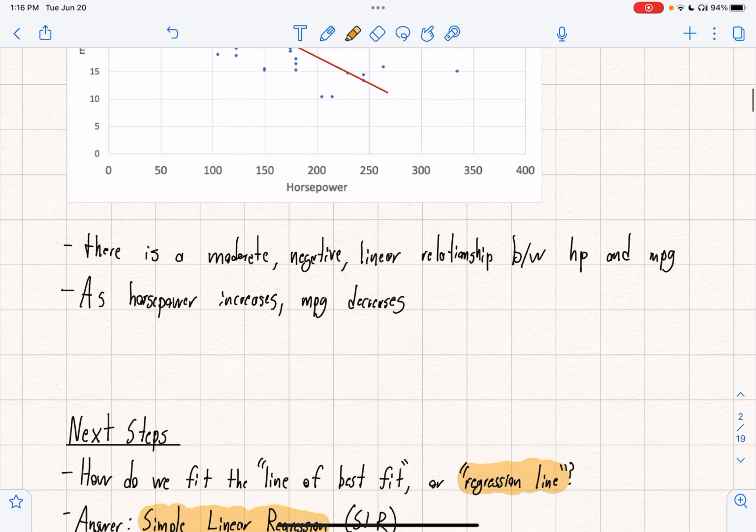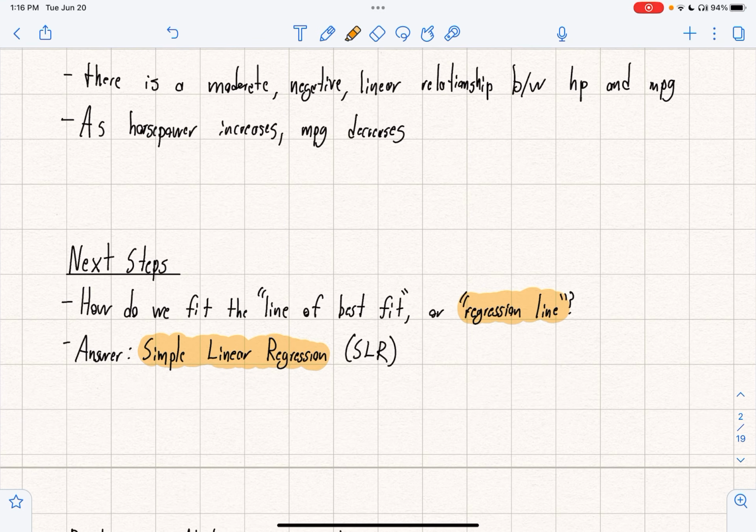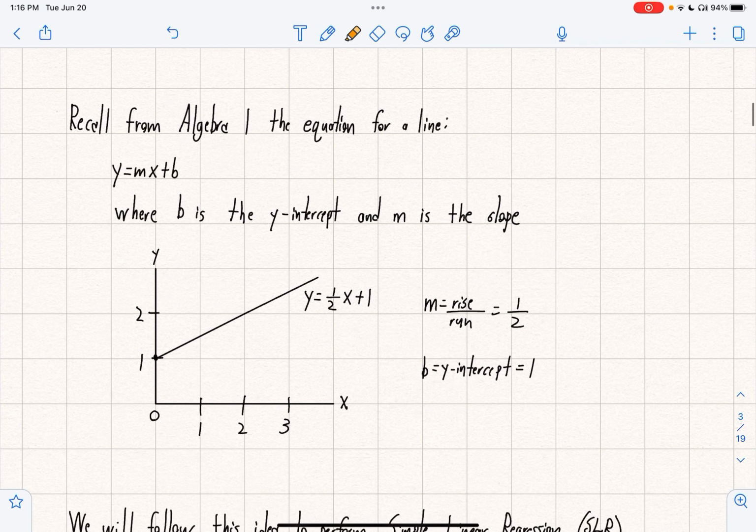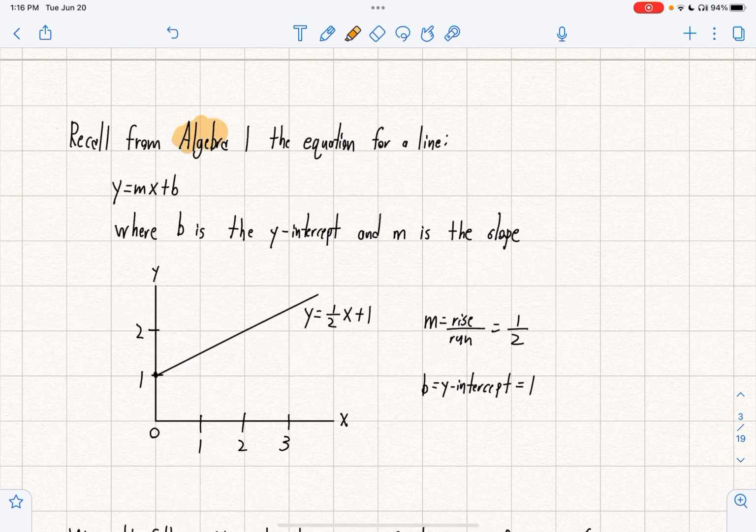So the way we said we were going to do that is linear regression. So let's first just back up and recall from back in the day, Algebra 1, the equation for a line. And the equation is y is equal to mx plus b. So hopefully that looks vaguely familiar. You might have to go deep into your memories for this. But b is the y-intercept, and m is the slope.